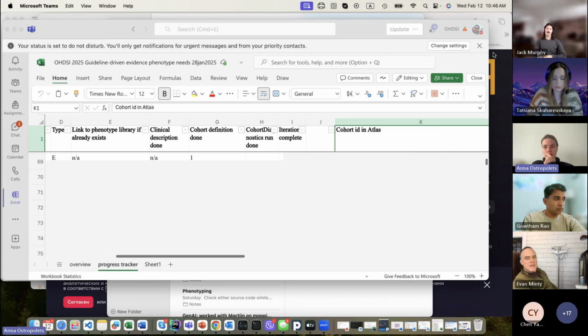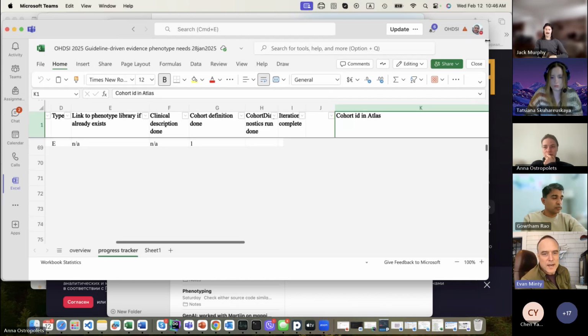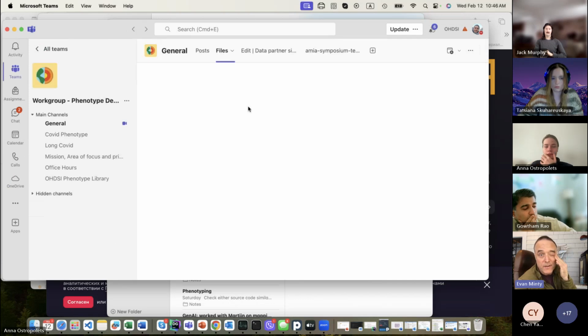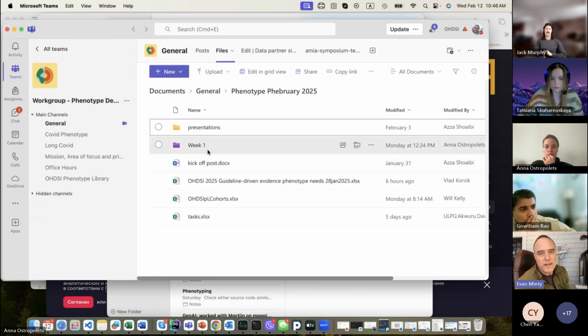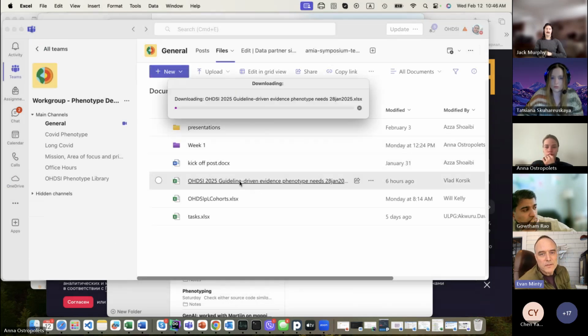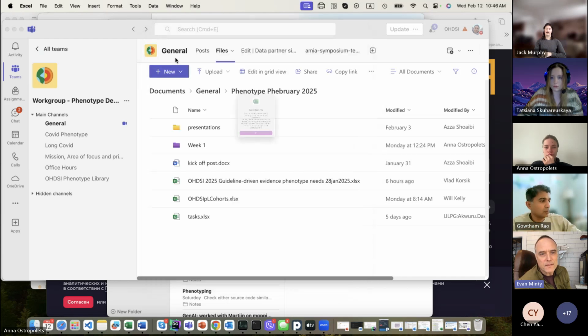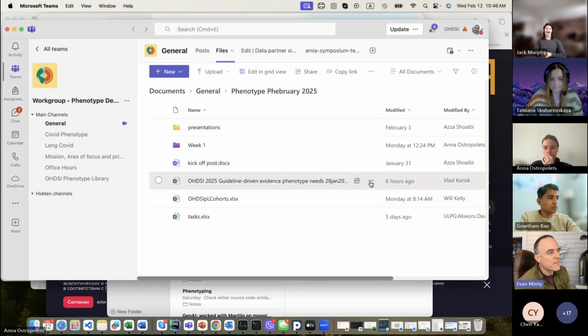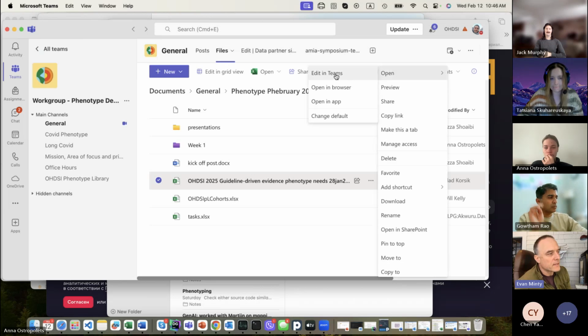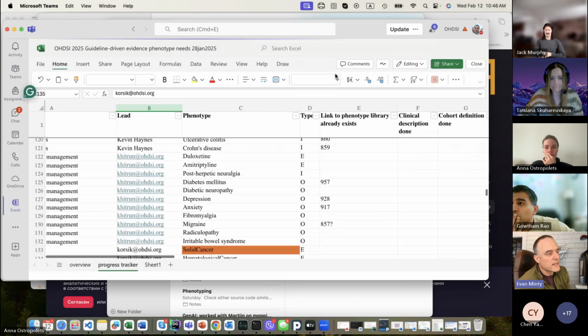Just Evan. Also kind of a technical type question. In follow-up to that, if the cohorts exist in the phenotype library, I presume we don't need to re-implement them in Atlas. Is that a fair assertion? Mm-hmm. Okay.